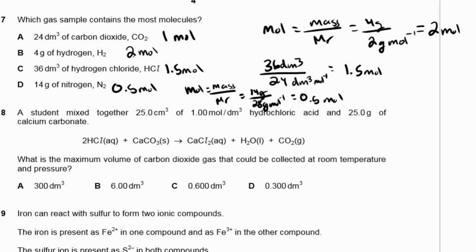So that means the one with the most molecules, because obviously there's 6.02 times 10 to the 23 atoms for every mole, is B. There we go.